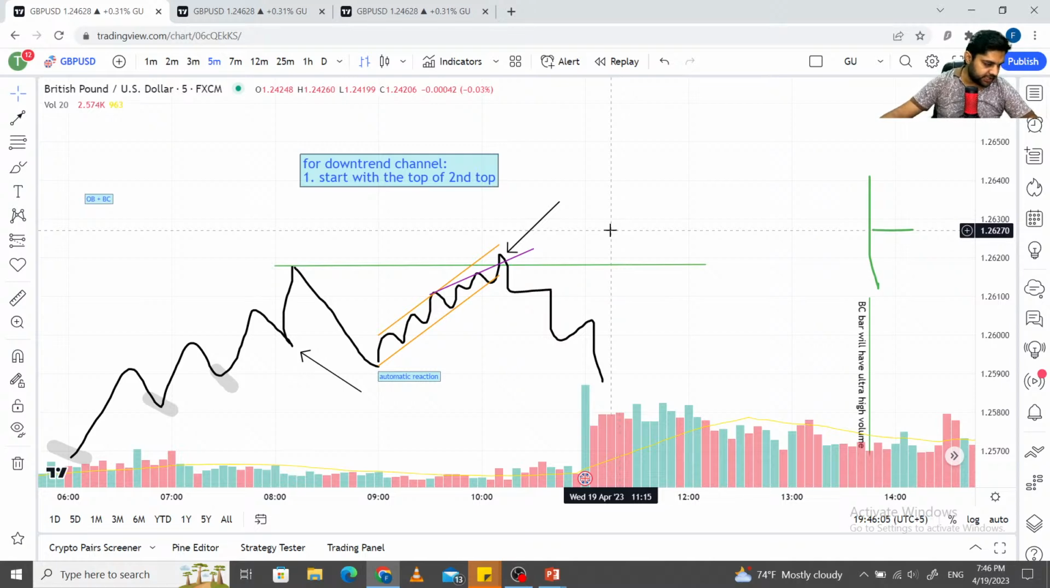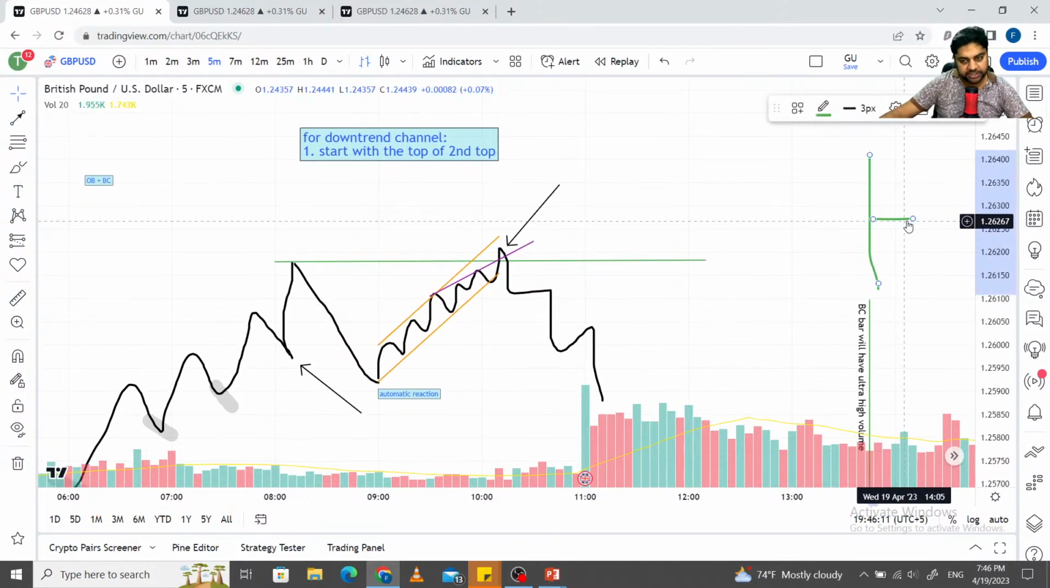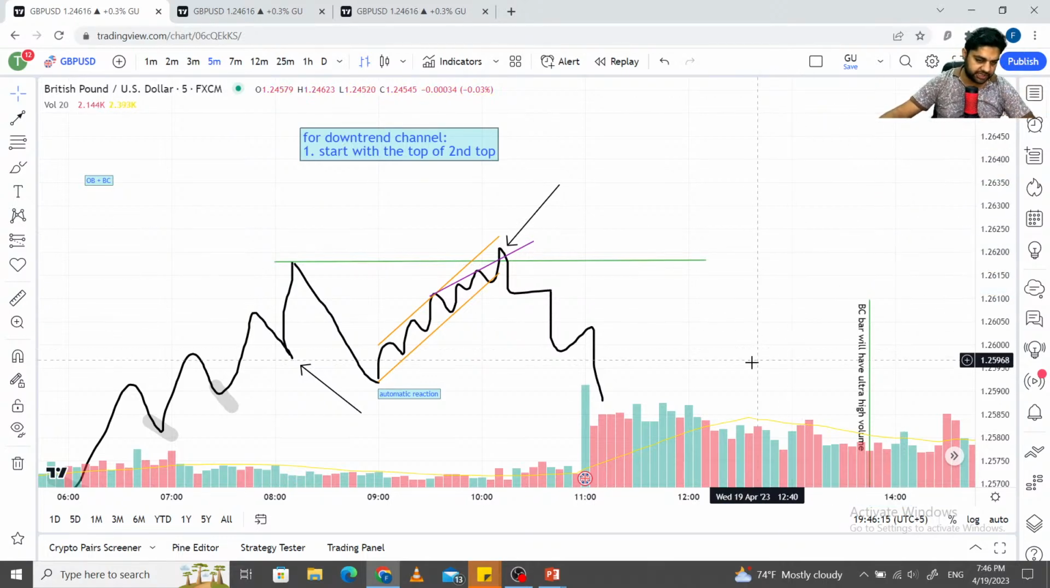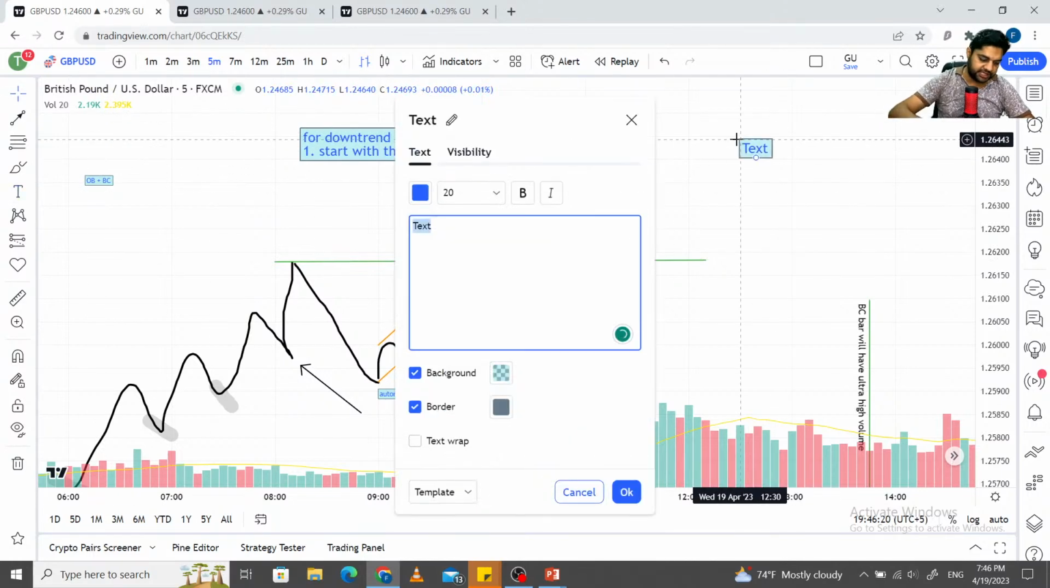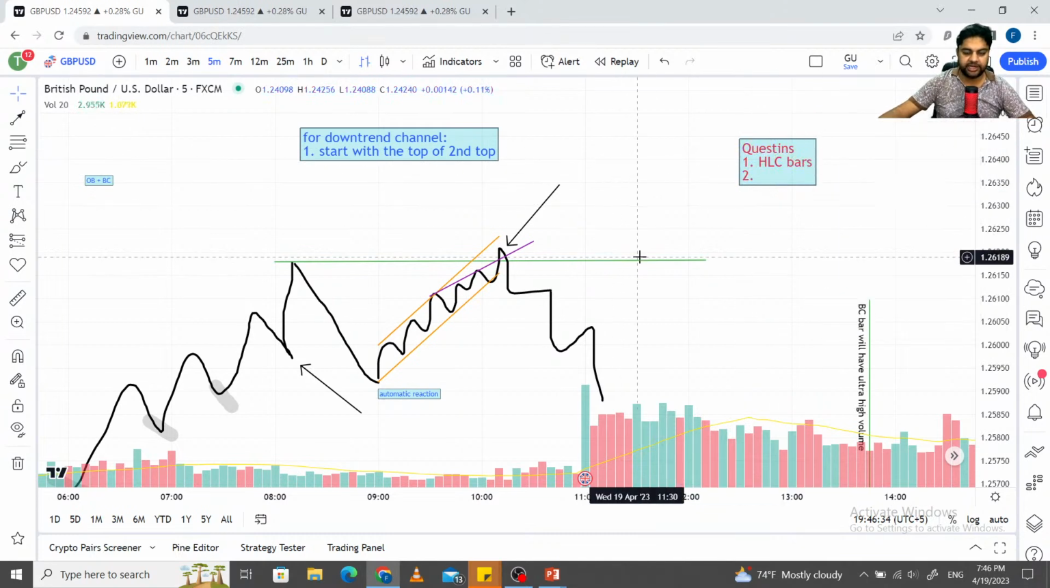Okay, so Ravi Shankar ji, I suggest that you learn about these HLC bars because they will help you more than the candlesticks in the market. Okay, so I will take your question about this HLC bar. So these are your questions from you guys. Okay, so we have HLC bars. The question is about HLC bars. You can keep your questions coming. I will take them and I will answer your questions in the end.